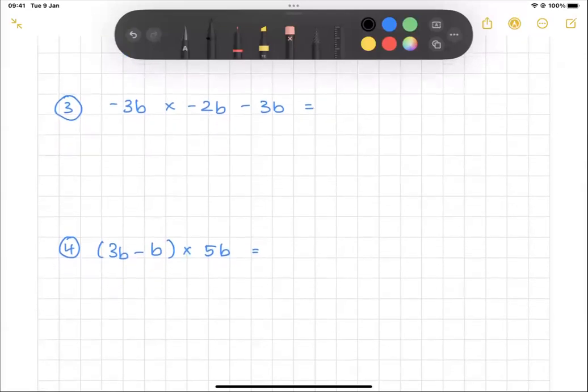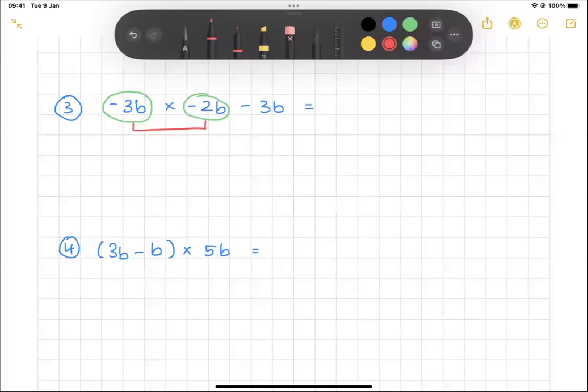Negative 3b times negative 2b minus 3b. All right, do I have any brackets? No. Indices? No. Division? No. Multiplication? Yes. I'm going to do the exact same thing. I'm going to circle my number, letter, and the sign or the operation in front of it, just like this. And I'm going to multiply these two terms together. Negative 3b times negative 2b.